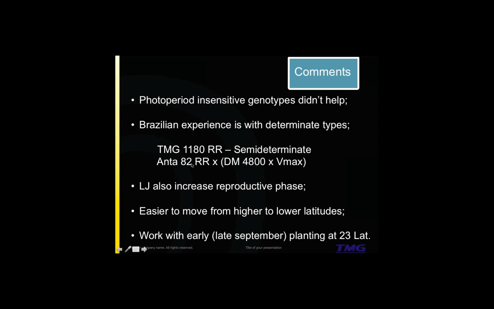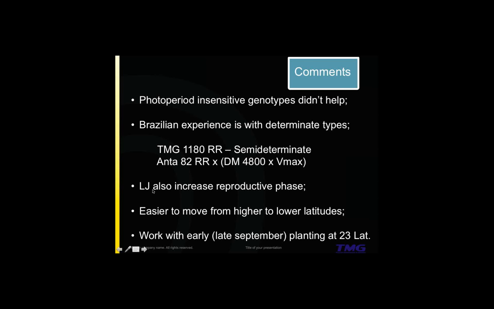So we are crossing semi-determinate types and indeterminate types, shorter maturity groups, and we are getting maturity groups a little higher, okay? So right now we are putting several long juvenile genes into some specific indeterminate backgrounds. So we are developing isolines in indeterminate backgrounds to try to study this a little bit more, but unfortunately we don't have data yet for this.